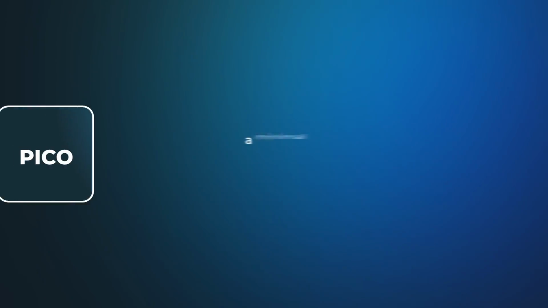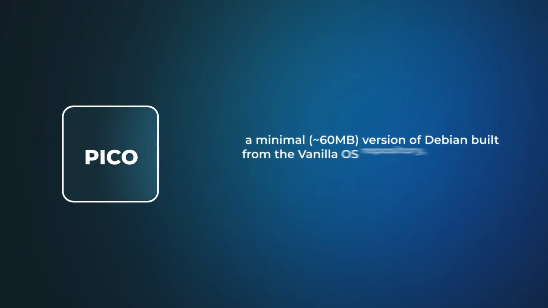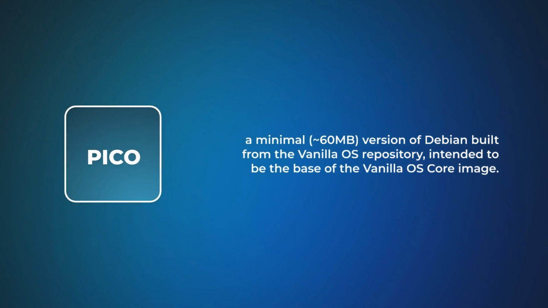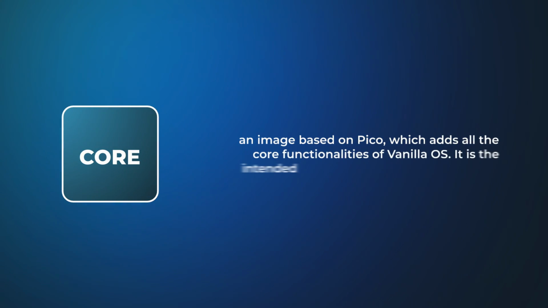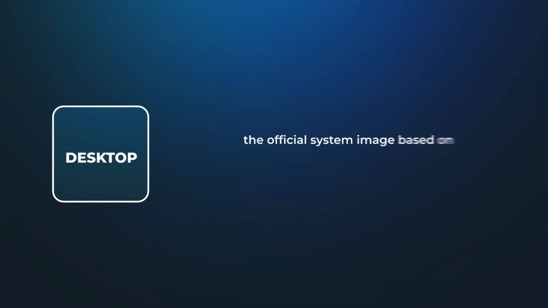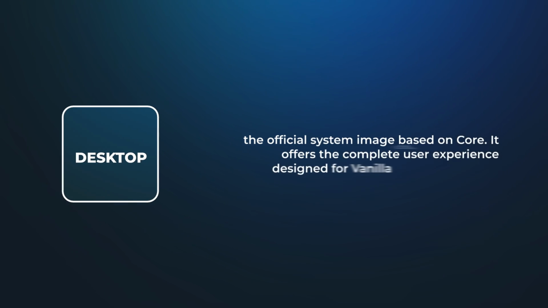And there are 3 different possible bases from which you can choose. Pico, a minimal, around 60 MB version of Debian built from the Vanilla OS repository, intended to be the base of the Vanilla OS core image. Core, which is an image based on Pico, which adds the core functionalities of Vanilla OS. It is the intended starting point for developing OCI images for Vanilla OS. And finally, Desktop, the official system image based on Core.